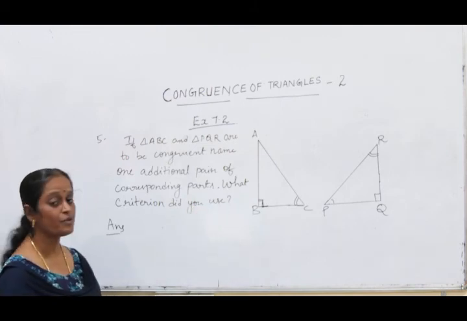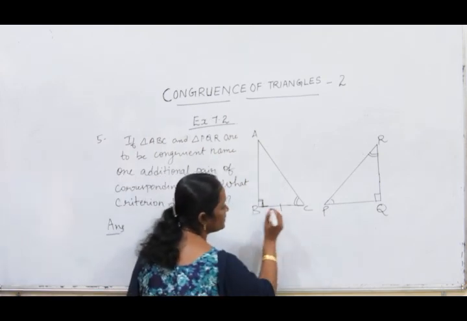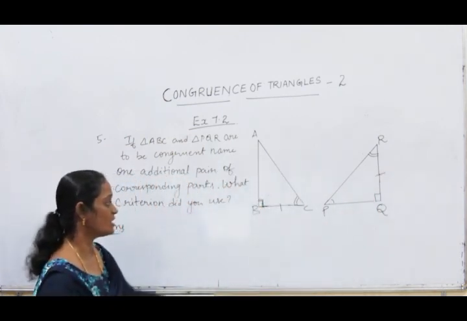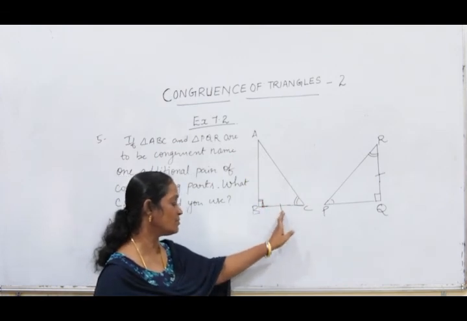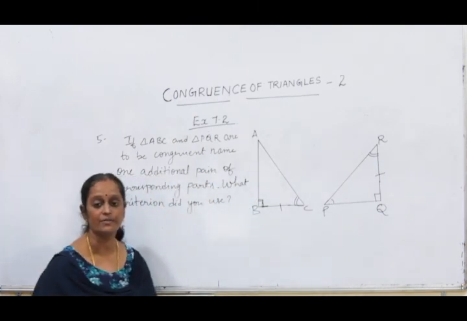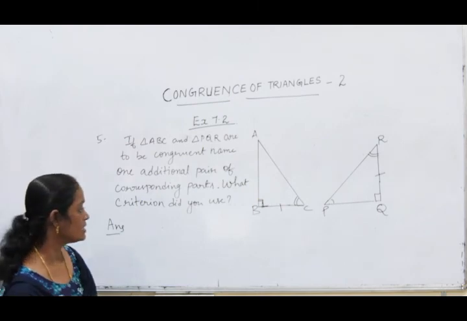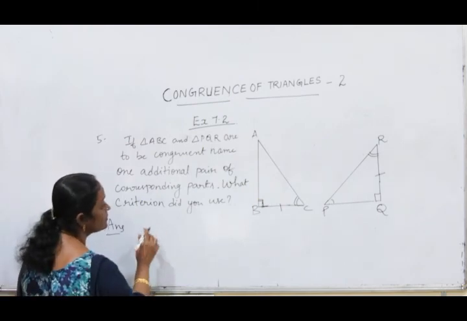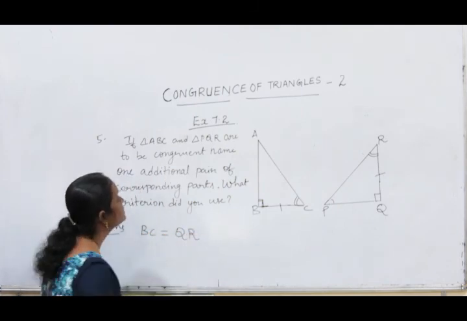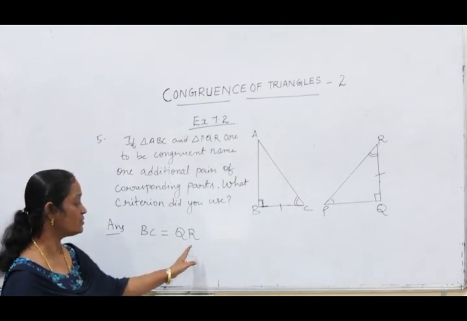So one more part we have to show equal. So which part here? This part BC is equal to this QR you can show. So we can use the criteria ASA, two angles and the included side of one triangle and two angles and the included side of another triangle are equal. If they are equal, then the two triangles are congruent by ASA criteria. So here BC is equal to QR. So the additional pair of corresponding parts here is BC is equal to QR. These two sides should be equal.